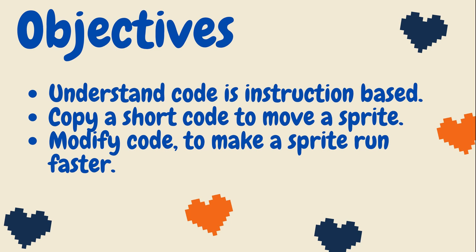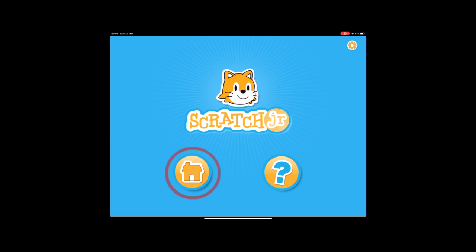Today we will be looking at how we use instructions to create computer code. You're going to copy some code to help your character race across the screen. And then you'll have the opportunity to modify your code to help your sprite win the race. On the orange house button.